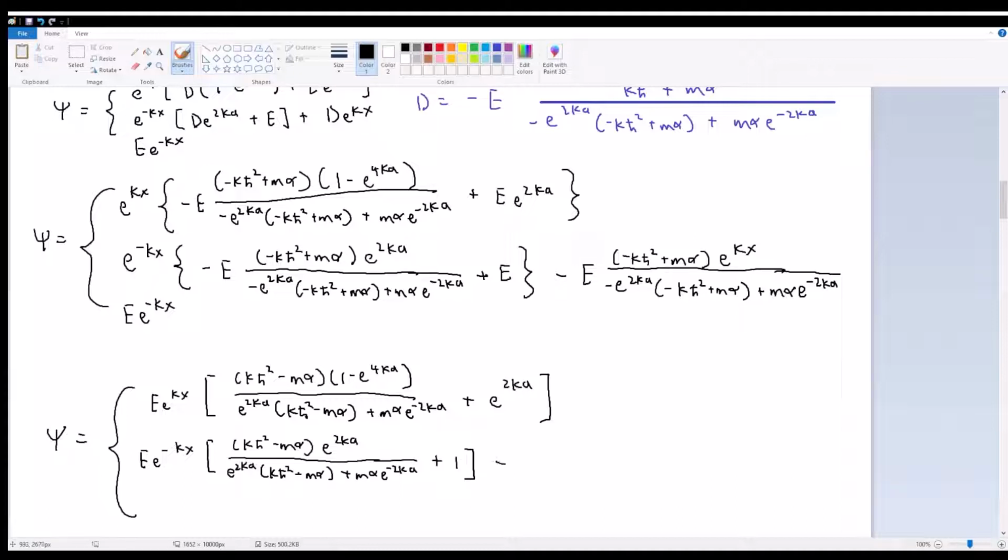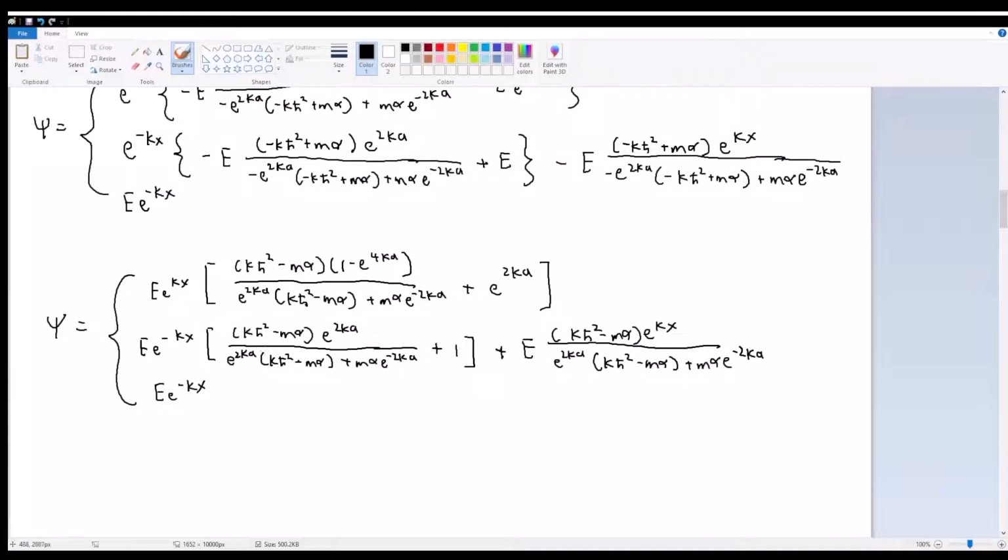And then we subtract e to the negative k h bar squared plus m alpha e to the kx divided by e to the 2ka k h bar squared minus m alpha plus m alpha e to the negative 2ka. And you know what? In fact, I'm just going to change this to a positive and rearrange the negative here, minus m alpha. And then at the bottom, we just have e times e to the negative kx.